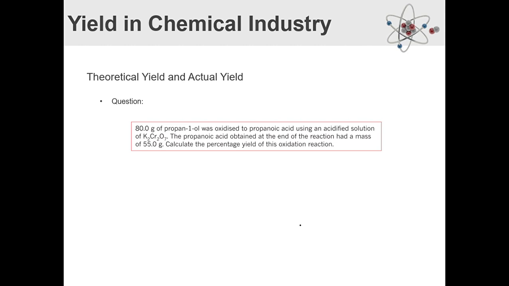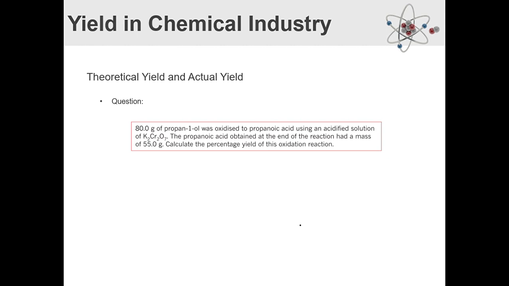Try it yourself. Here, we're trying to make propanoic acid from propanol. I'm going to put the Jeopardy timer on after I read the question. This does not mean you have 30 seconds to solve it. It just means you've got 30 seconds to pause the video and attempt it yourself.